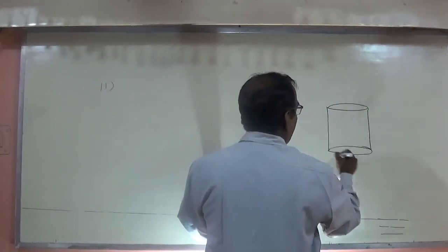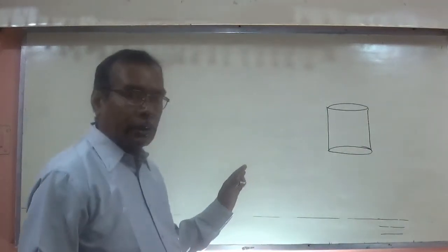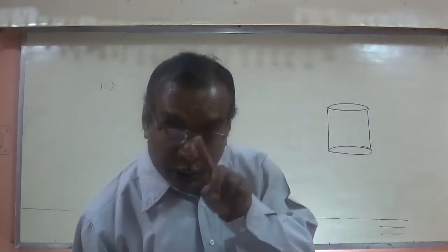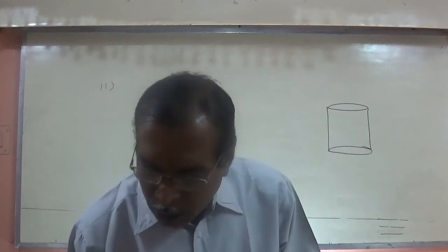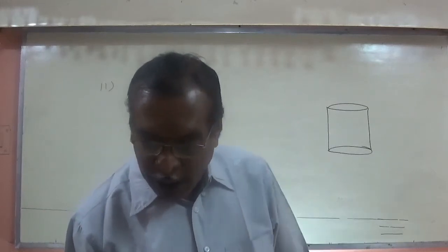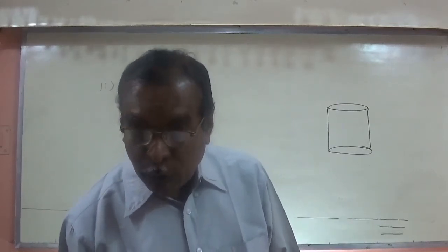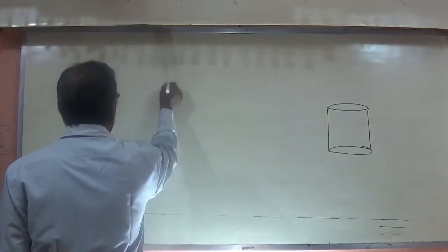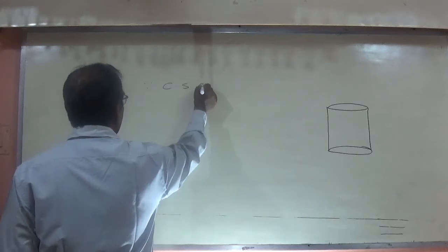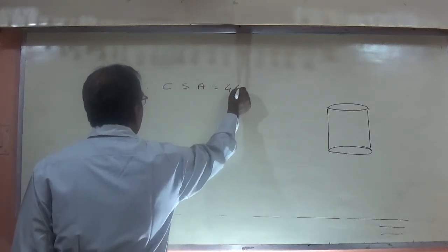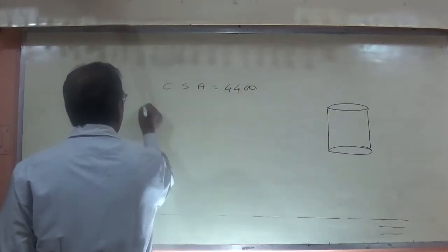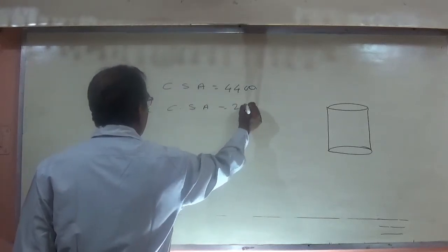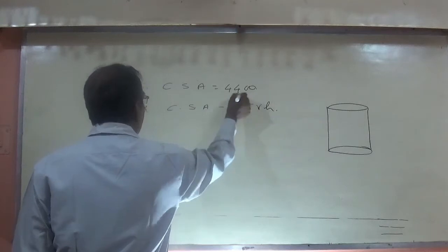Its curved surface area is given, 2 pi r is given. How much? 110, and that is the circumference of its base. And the curved surface area is given as 4400. Since CSA, curved surface area, is equal to 4400, and the formula for curved surface area is 2 pi r h.